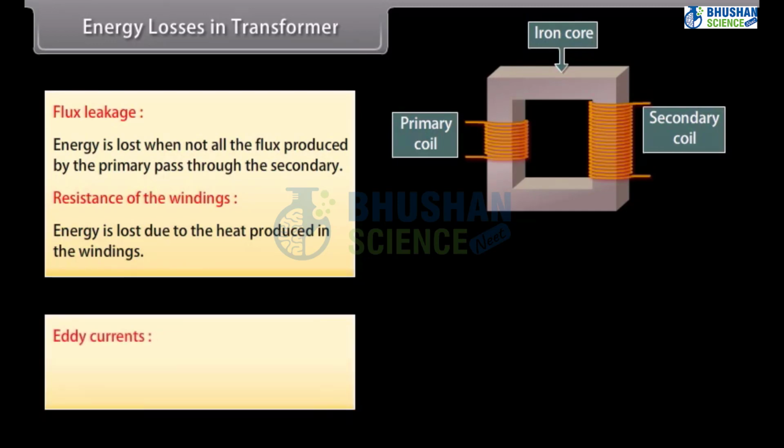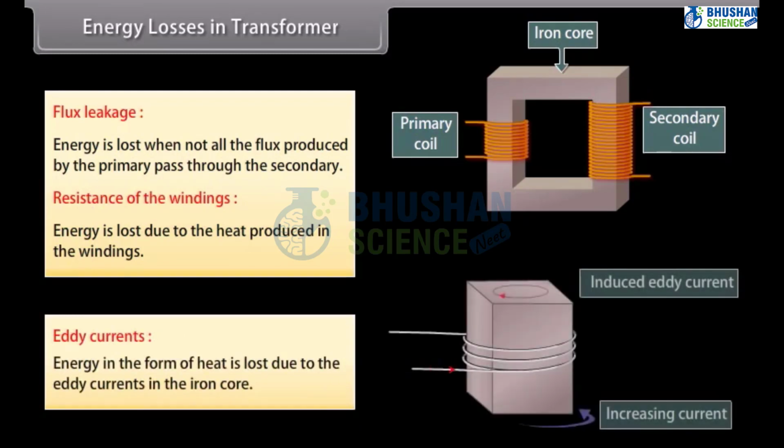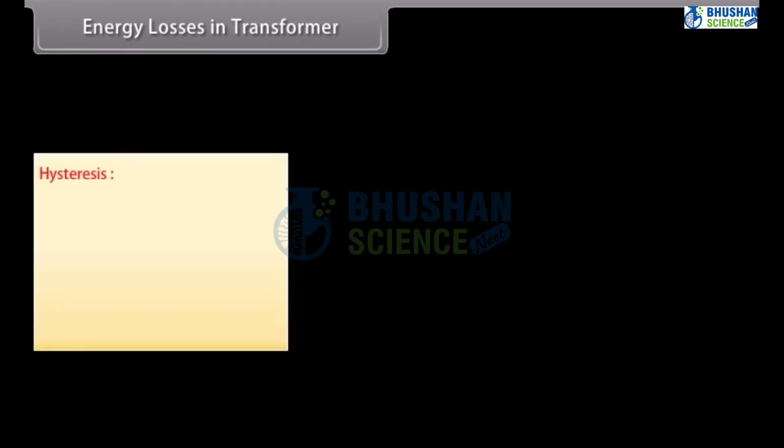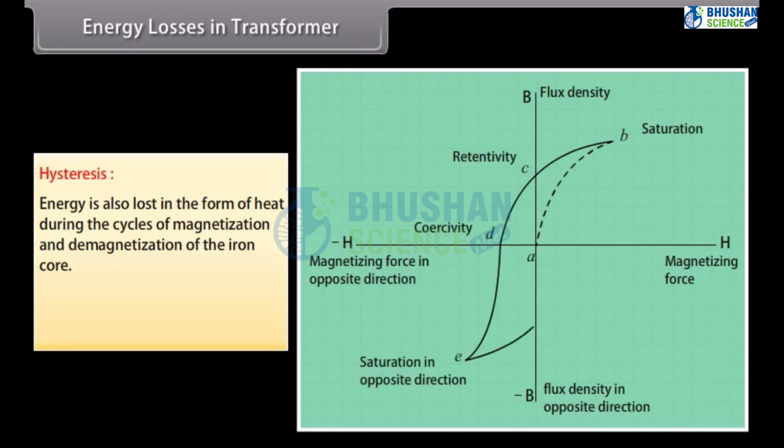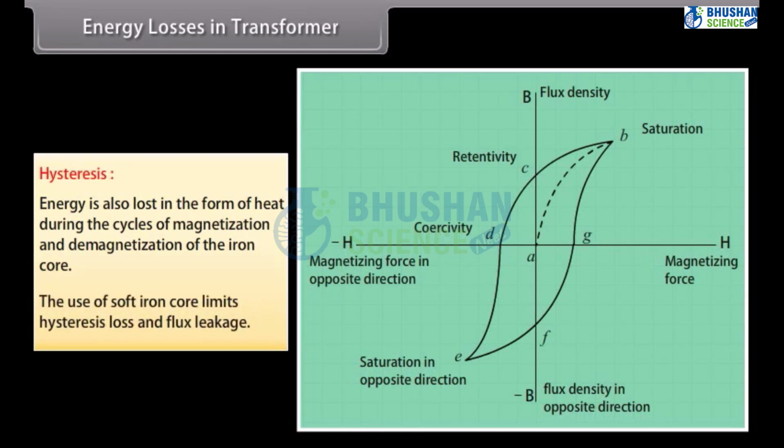Eddy currents. Energy in the form of heat is lost due to the eddy currents in the iron core. This loss is reduced by using laminated core. Hysteresis. Energy is also lost in the form of heat during the cycles of magnetization and demagnetization of the iron core. This loss can be minimized by using core material having narrow hysteresis loop. The use of soft iron core limits hysteresis loss and flux leakage.